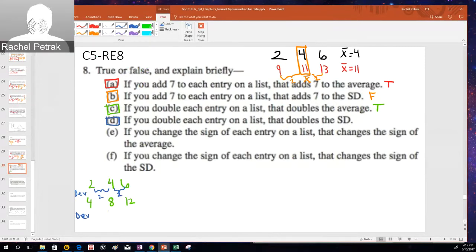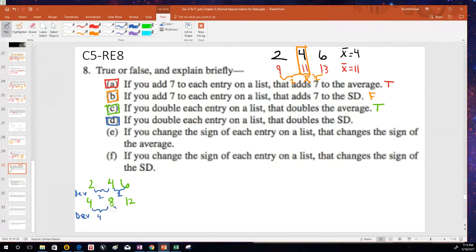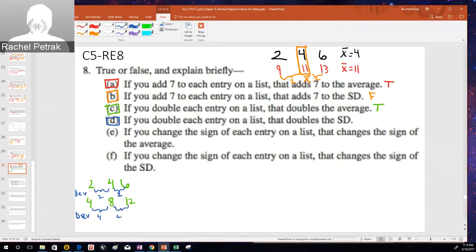And then if we look down at our doubled data set, now our deviations are 4 and 4. So yes, our standard deviation doubled.